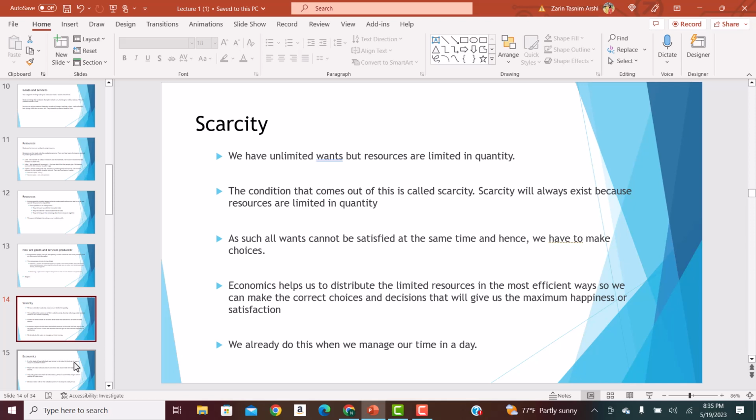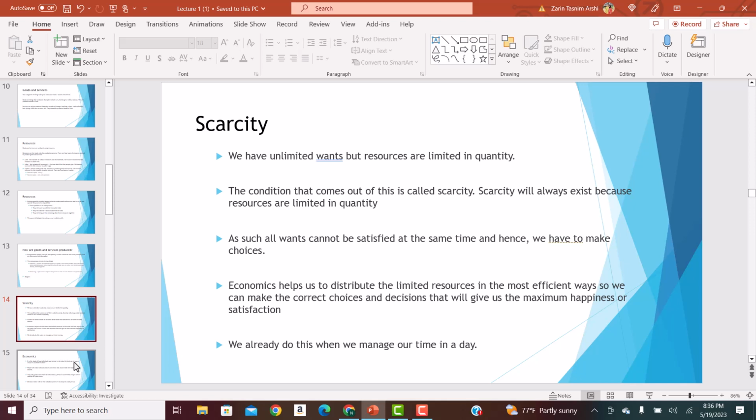That is because the resources that are needed to make the goods and services are limited in quantity. And that condition is known as scarcity. So the limited availability of the resources is called scarcity in economics. Now, scarcity will always exist because resources are limited in quantity, and the fact that we are using up a lot of things. So we are going to face a lot of scarcity in the near future, right? So as such, all wants cannot be satisfied at the same time, and hence we have to make choices.